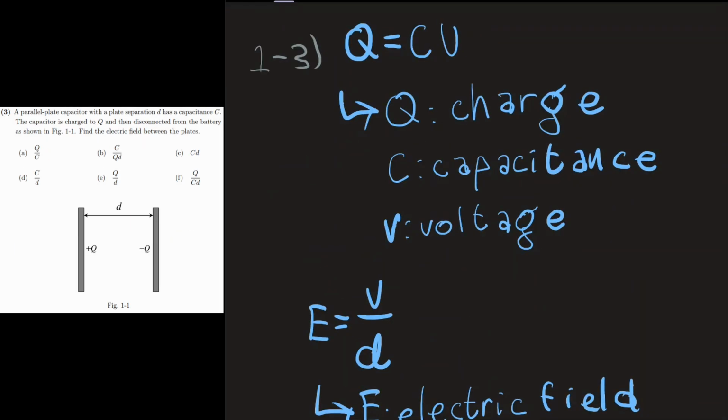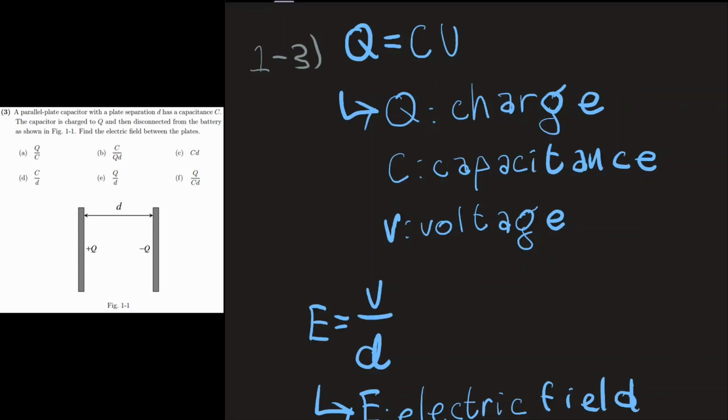Next is question 3, which says, a parallel plate capacitor with a plate separation D has a capacitance C. The capacitor is charged to Q and then disconnected from the battery as shown in figure 1-1. Find the electric field between the plates.